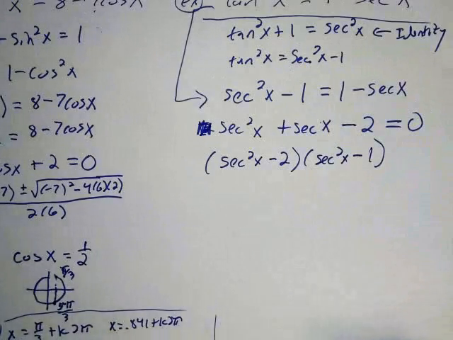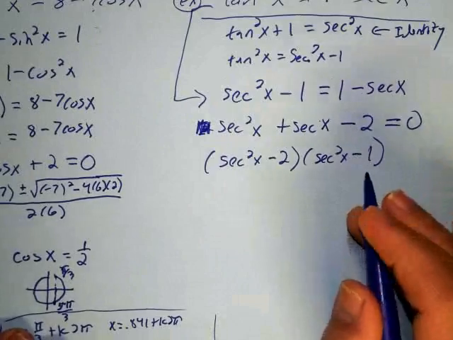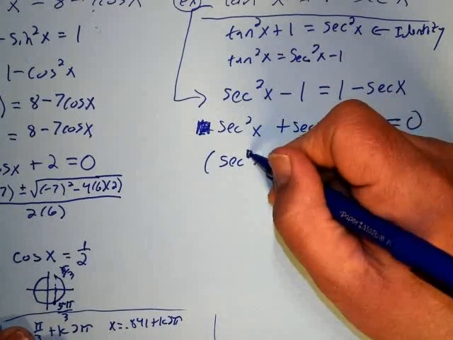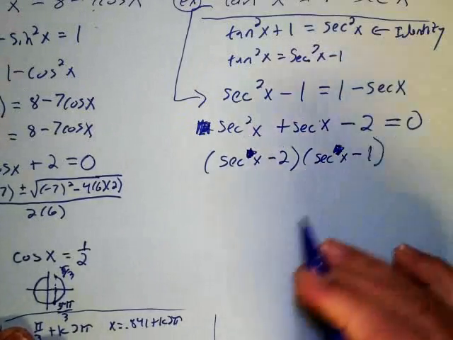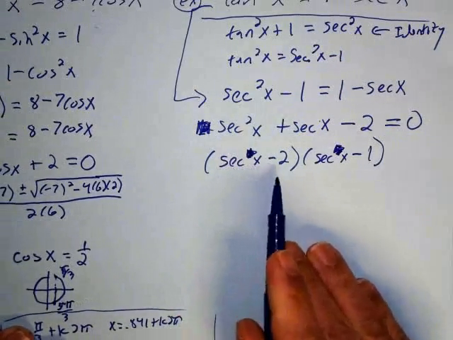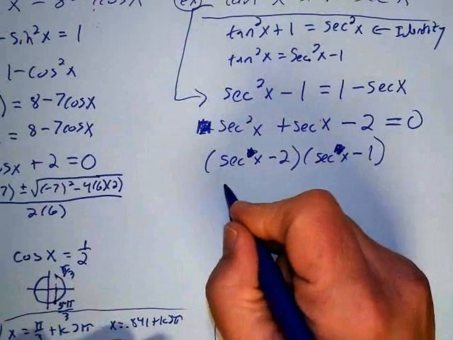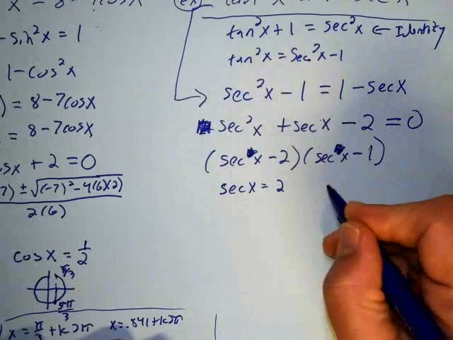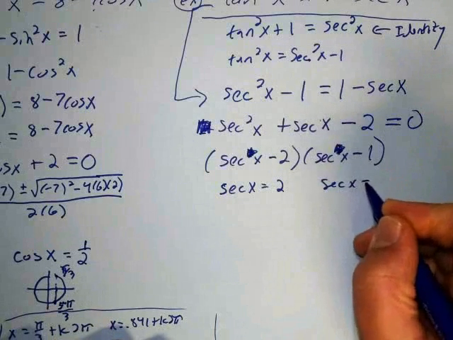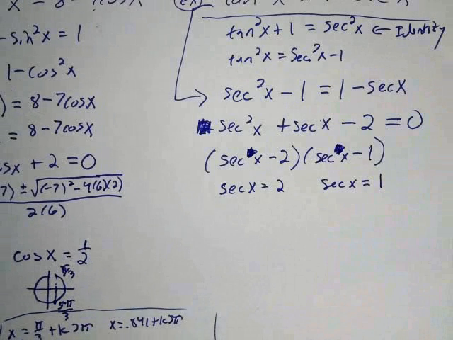Sorry, these are not squared. Sorry, it would be factored into secant x minus 2 and secant x minus 1. Sorry about that. So basically we got these two equations. Secant x is equal to 2 or secant x is equal to 1. Okay, and both of these have a solution.